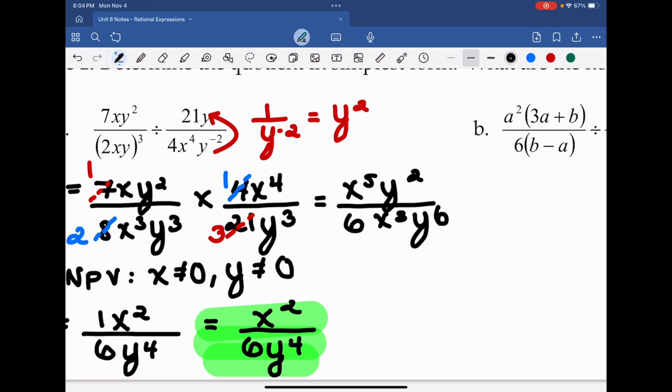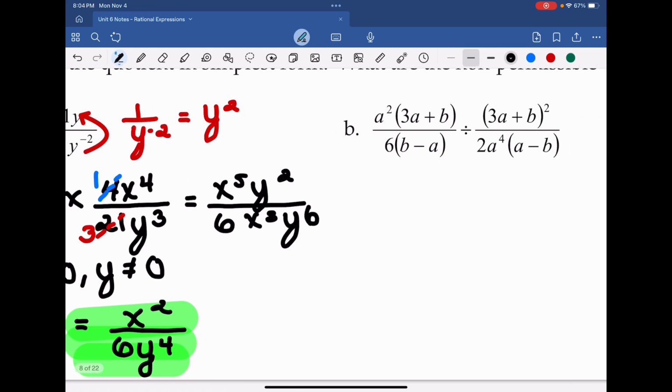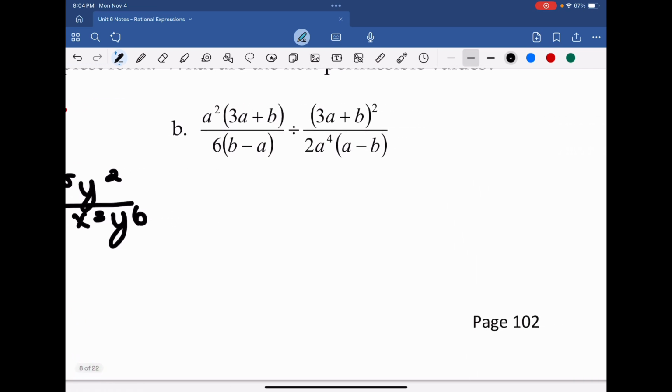I sometimes will skip that in class, but if you do that, excellent. That's showing all your work. It looks great. Okay, let's move on to B. B, the nice thing is it's in its factored form as is. Really nothing we need to do here.